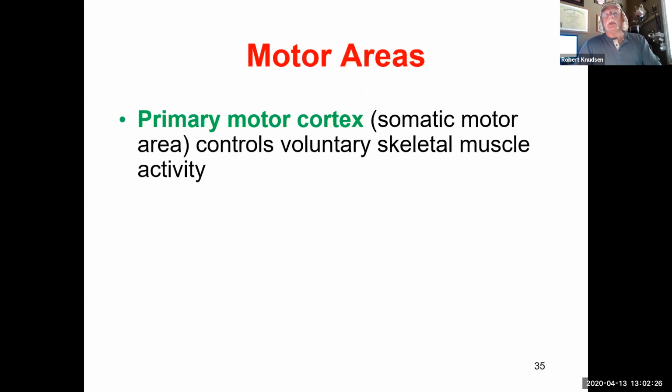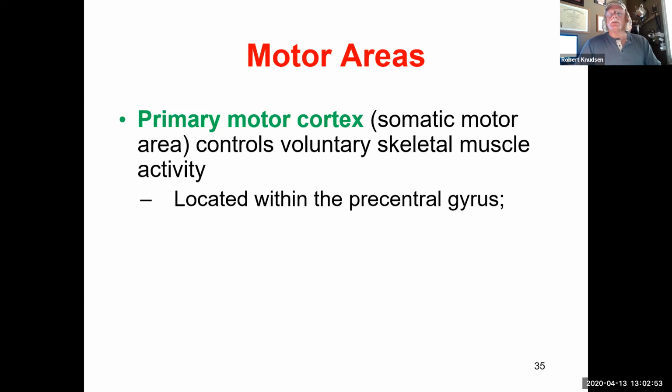Okay. Motor. Primary motor. Somatic motor. Remember what somatic meant? Went to skeletal muscles. Skeletal muscles you have conscious control over. Since you have conscious control over it, that's going to be your moving your skeletal muscles. Voluntary skeletal muscle activity, primary motor.